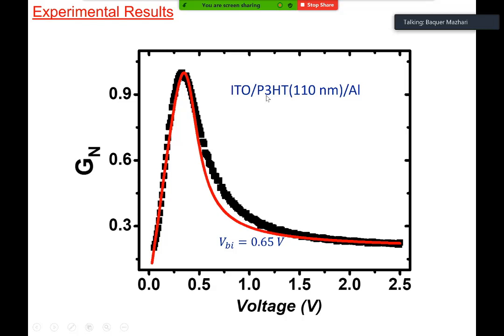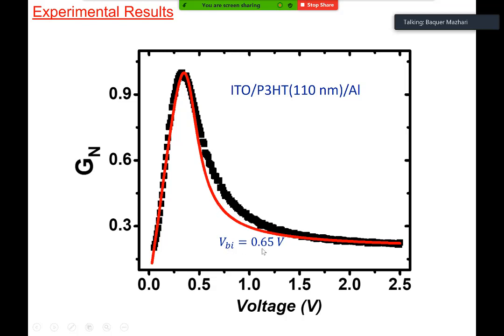So this is an ITO P3HT aluminum device, a single layer device here. The black line shows you the experimental data. So this is a good device. What we see is a single peak, and no satellite peaks are visible here. And the red one shows a match with the simulation results here.